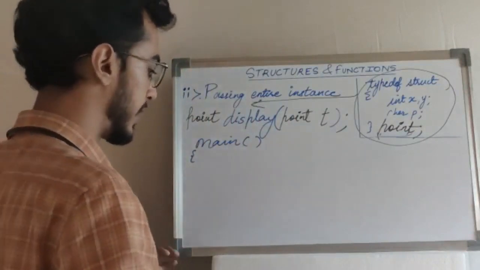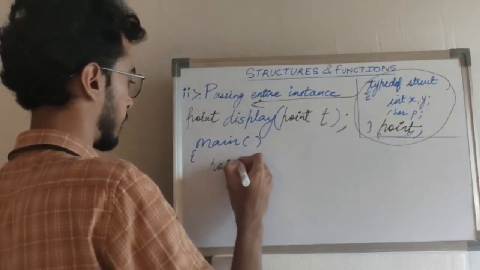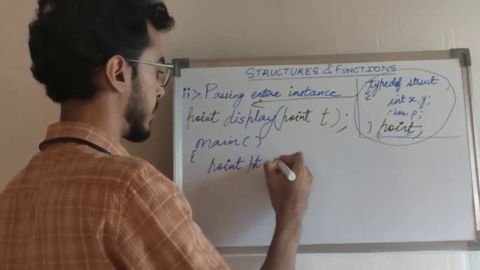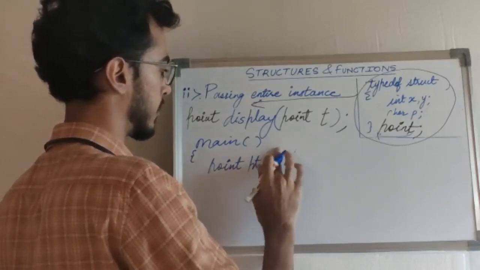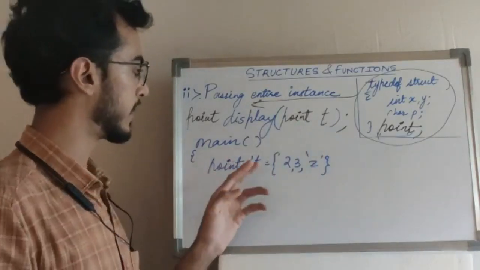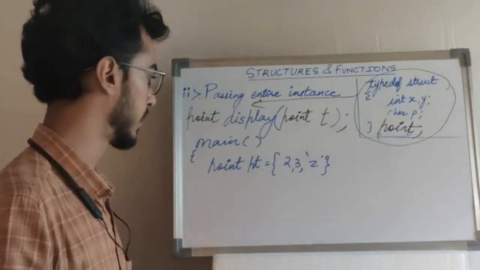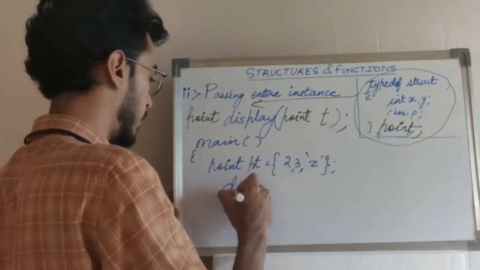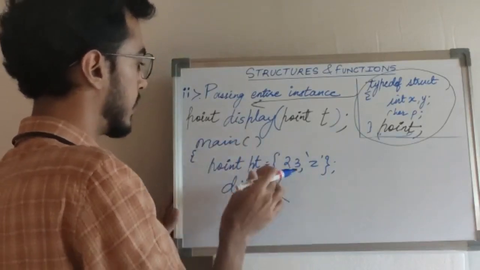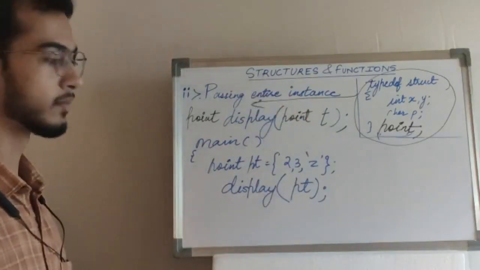Inside the main, I will create one instance of point. Let's create point pt. Similarly, I will assign the values. So the x coordinate of point pt is 2, the y coordinate is 3, and the name of the point is z. Now I want to call this display function and pass this entire instance pt.